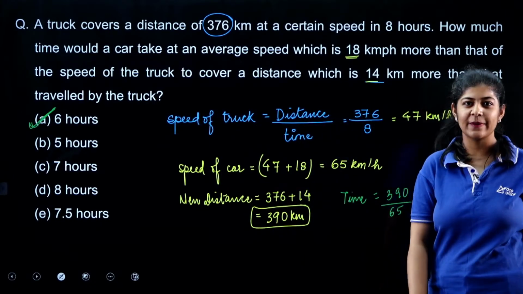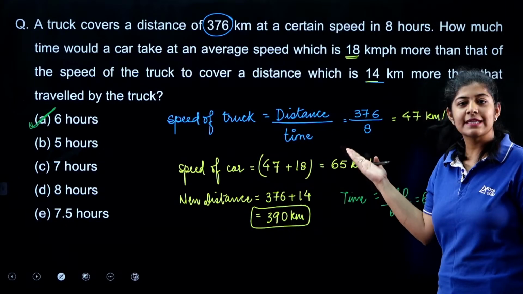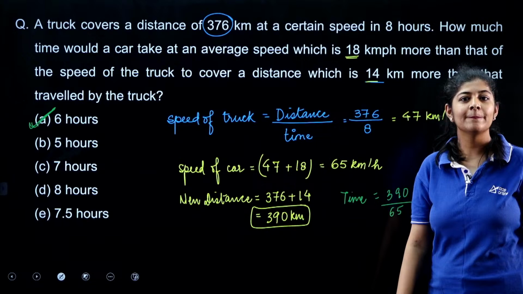Again, it's a very easy one. All you need to do is simply use the formula of distance equals speed into time with the modified version, and you can easily get the answer.